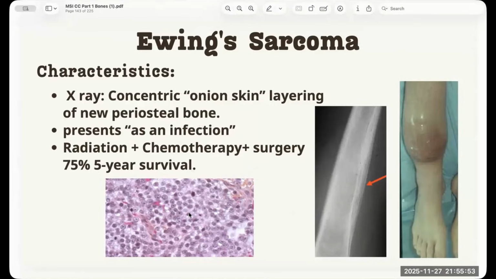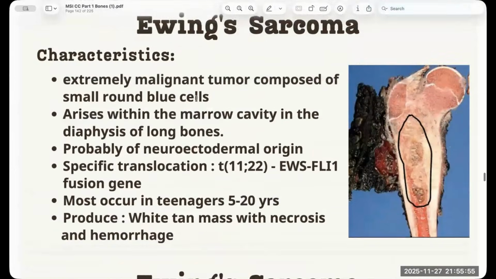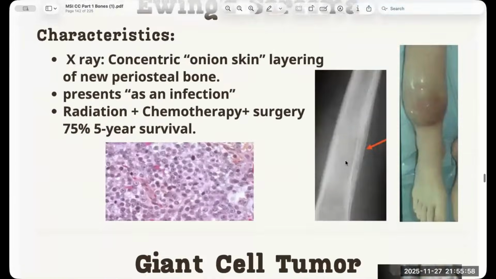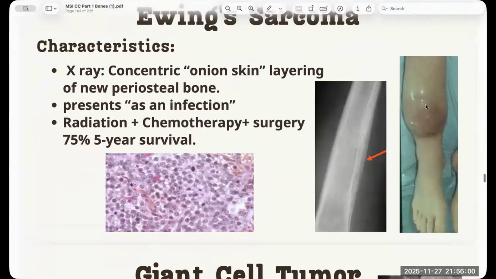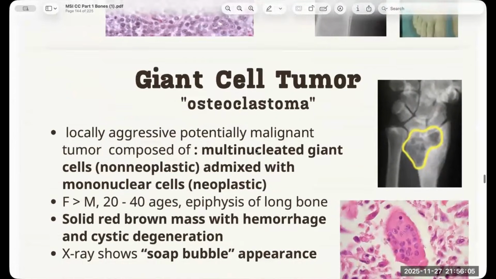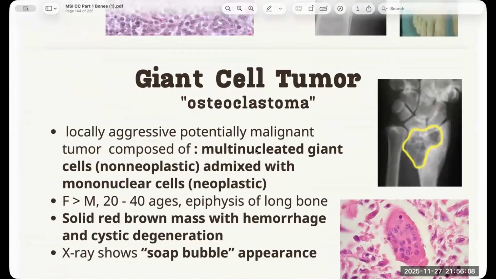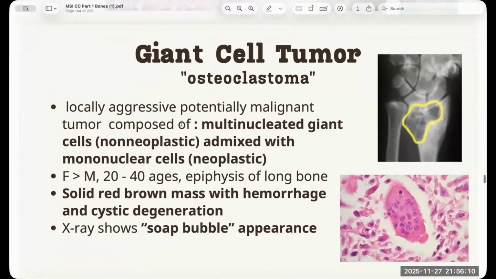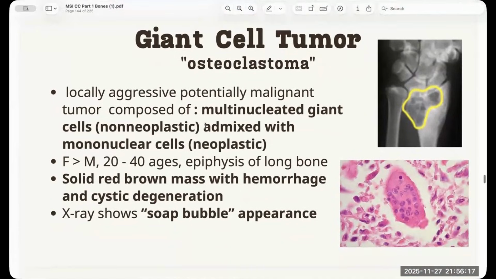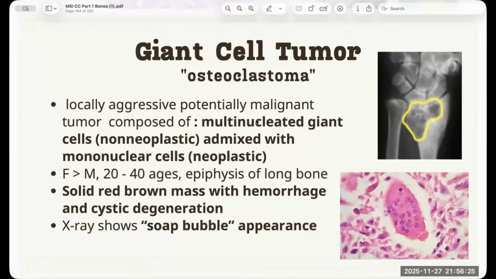Here are the small blue round cells that we mentioned, and the onion skin layering. Other tumor is giant cell tumor. It's also called osteoclastoma. It is a locally aggressive tumor composed of multinucleated giant cells admixed with mononuclear cells. So non-neoplastic and neoplastic. That's why there's giant cells and mononuclear cells.